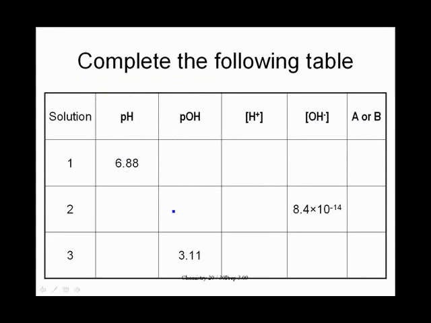So, we're going to do some calculations here, and what I would do, again, is pause the slideshow. I'll do the first one as an example, and then pause the show and do the second two and see if you get the right answers. So, for the first one, if the pH is 6.88, then the pOH is going to be 14 minus pH, which is 14 minus 6.88. It'd help if the calculator was on. 14 minus 6.88, 7.12.